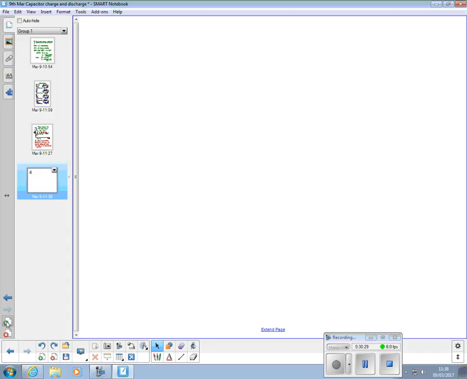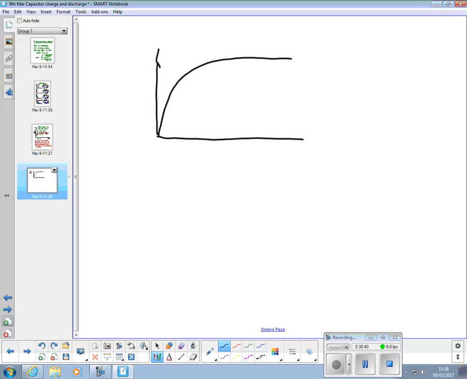Gentlemen, what we've got is a graph that looks like this, the capacitor charging, VC against time in seconds. What shape of graph is that? What kind of function is that? Anyone, any ideas? Ln x? Why is it ln x? Is that what you're saying? Okay.